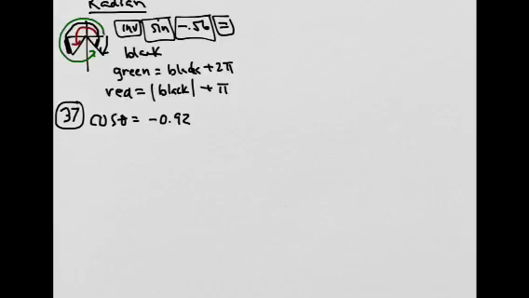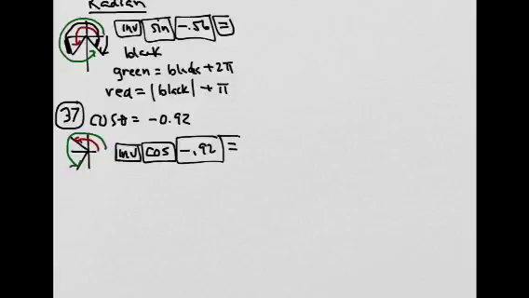For cosine theta is negative 0.92. Well, cosine is negative here and here. So you want this angle, and then you want this angle. Now the calculator is programmed to give you the red angle directly. So all you do is inverse cosine of negative 0.92 equals. And that's going to give you the red angle, which is the first answer you need.